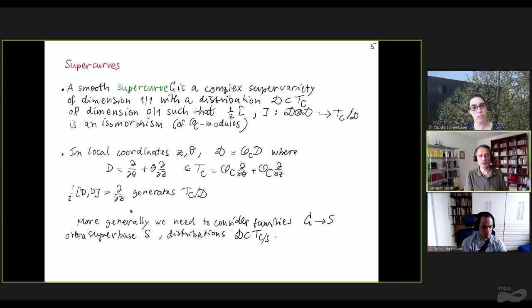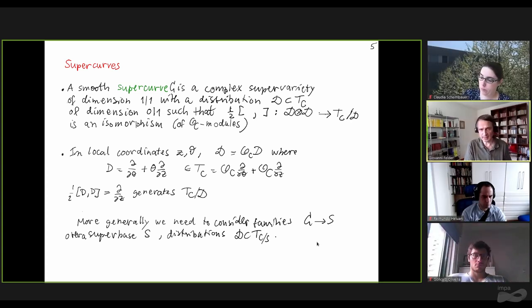But if we want to do moduli spaces, you need a family. So you need what is called a curve over S, where S is a complex supermanifold. And then on each fiber you need such a distribution. Okay, so this is one story.